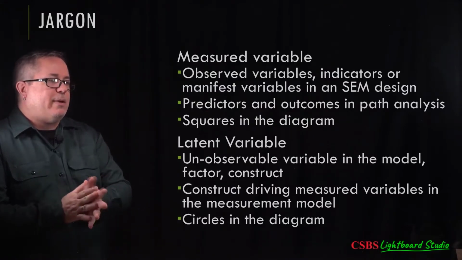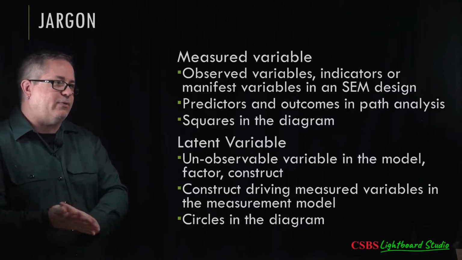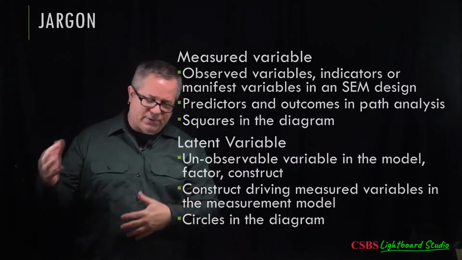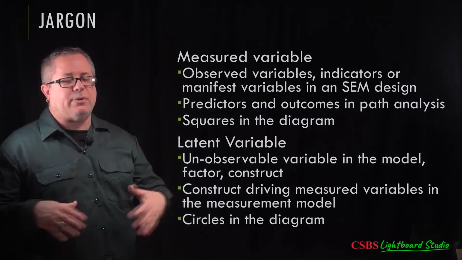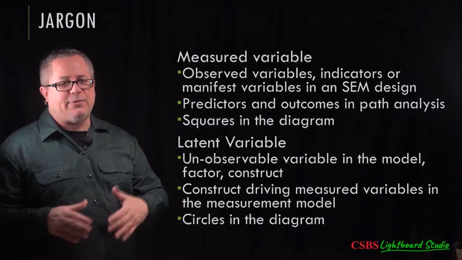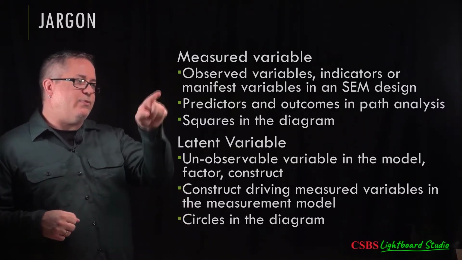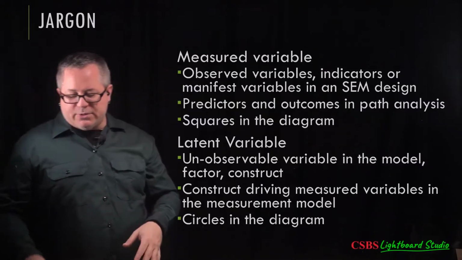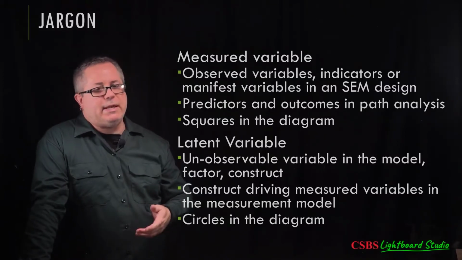So when we talk about some of the jargon, this is probably things you've got to get used to. First, we talk about measurement and structure, and there are all these different terms. The whole point of doing a latent variable model is to try to identify latent variables, but to do that, we have to use measured variables to get there. So measured variables are things that can be directly measured. These are the observed variables, the indicators.